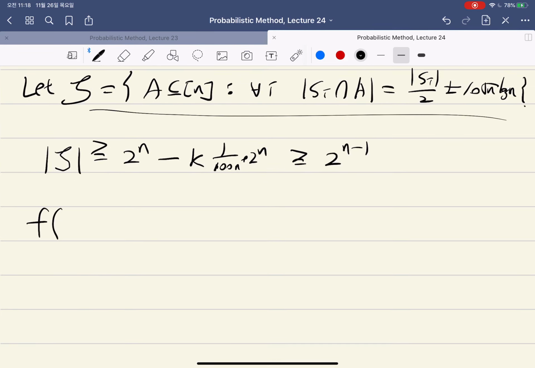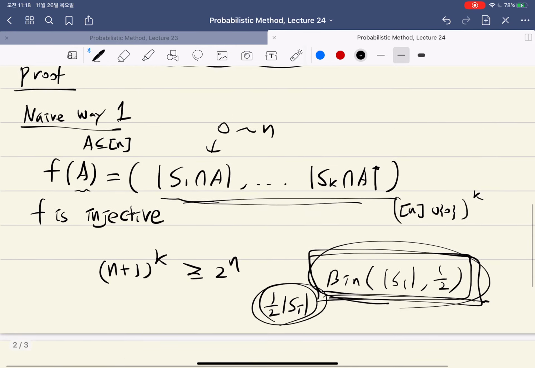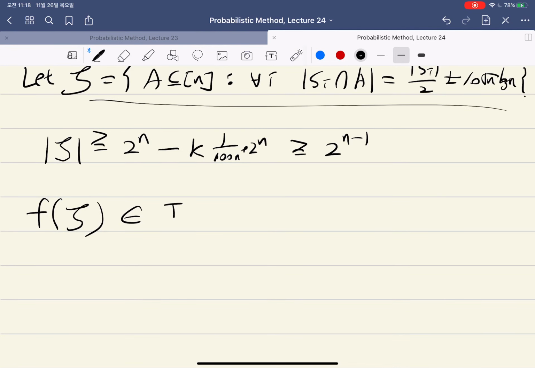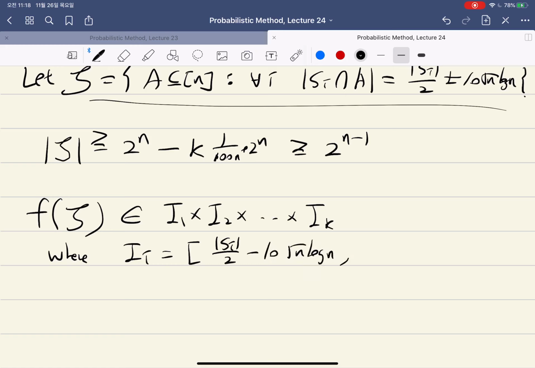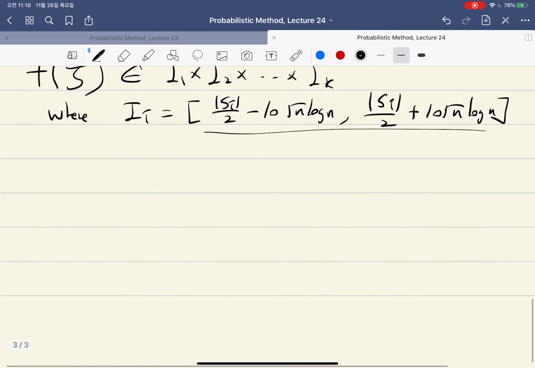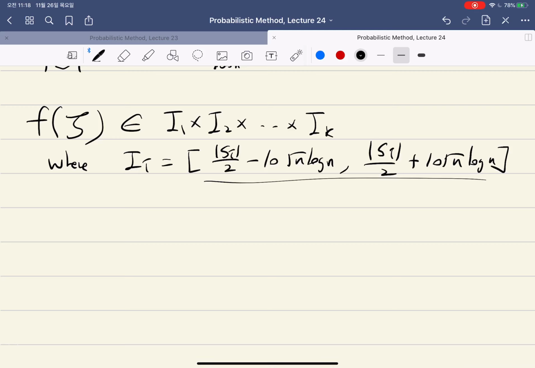Now, for each set in this script S, where does it lie? If we consider this function f again, then it always lies in, say, I1, I2, ..., Ik, where Ii is the interval which is at least half of the size of Si minus 10 square root of n log n, and at most half of the size of Si plus 10 times square root of n log n. So it lies in this interval of length slightly more than square root of n, square root of n times log n times some constant.